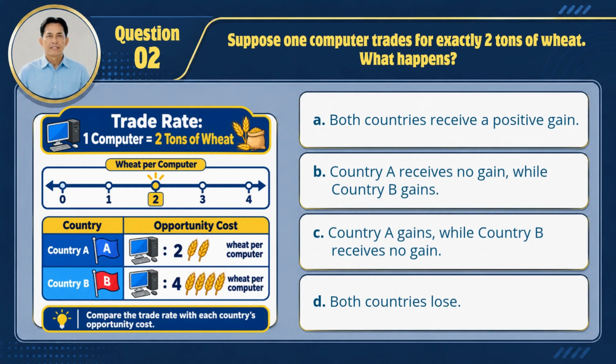Question number 2. Suppose one computer trades for exactly 2 tons of wheat. What happens? A. Both countries receive a positive gain. B. Country A receives no gain, while Country B gains. C. Country A gains, while Country B receives no gain. D. Both countries lose. Here's your hint. Compare the trade rate of 2 with Country A's opportunity cost of 2.